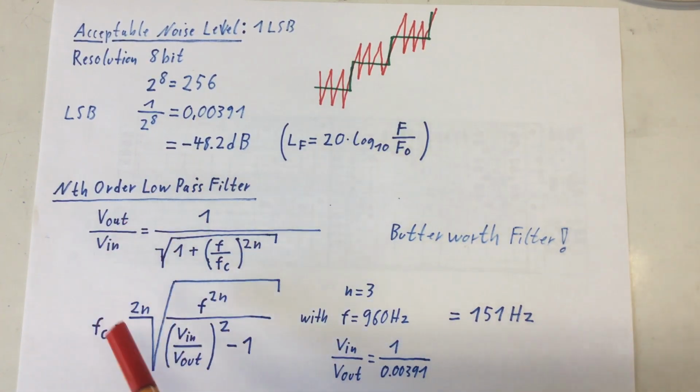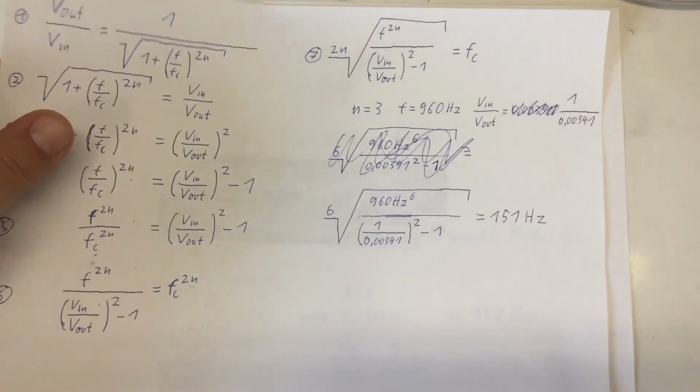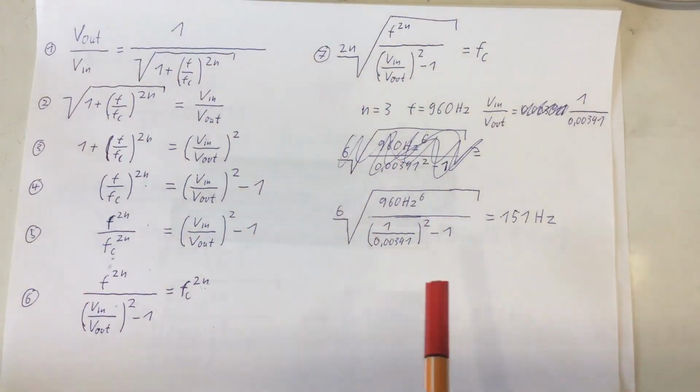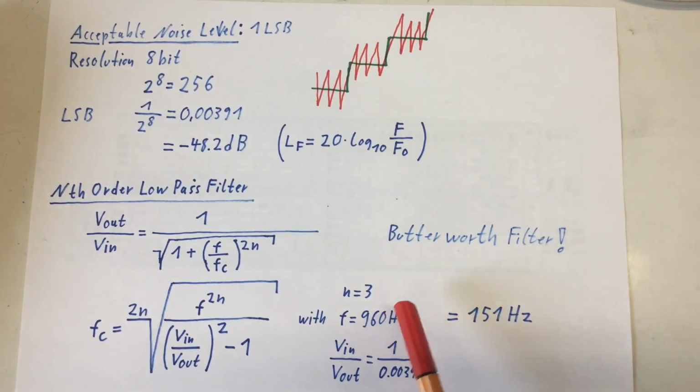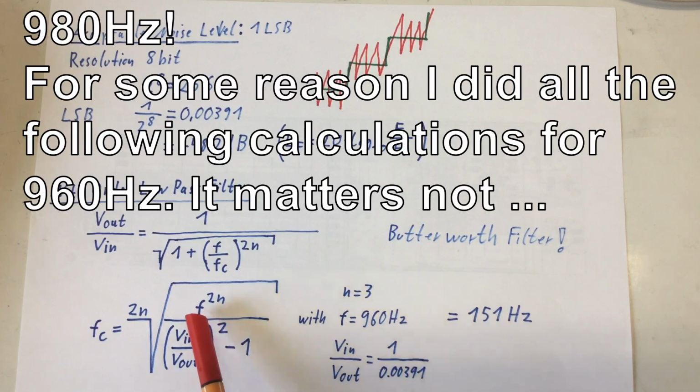And if you want to know how to get from here to here, that's the way. I will not go into the details there. We've chosen a third order low-pass filter for our application, so N in that formula would be 3. Our PWM frequency is 960 Hz, so F is 960.